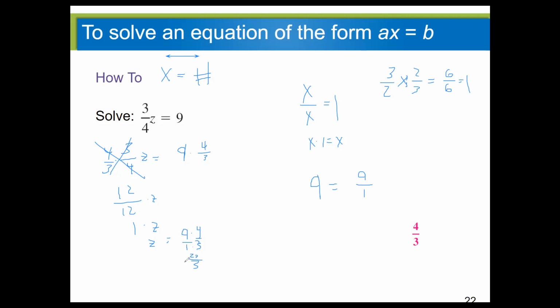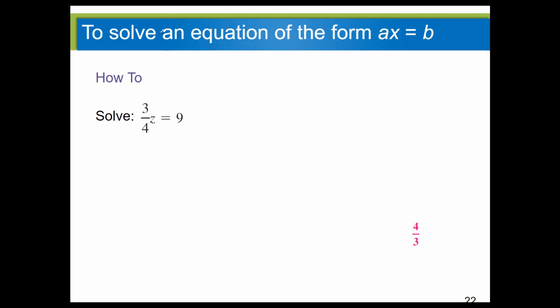27 over 3, and then whatever math that turns into, some number. That's how you solve it. 27 over 3, that'd be 9, right? 9, 18, 27, yeah, so that equals 9. So Z equals 9.